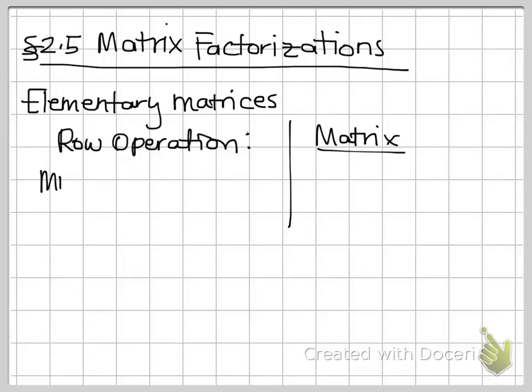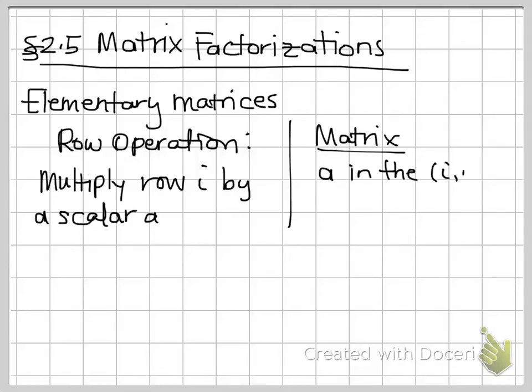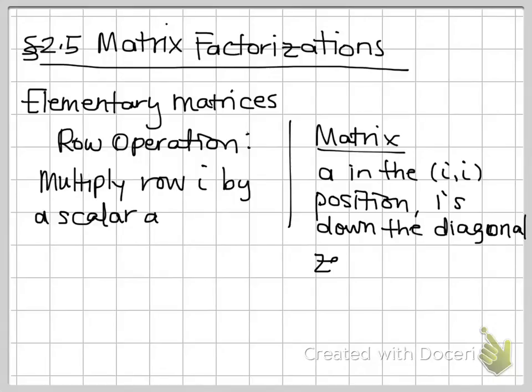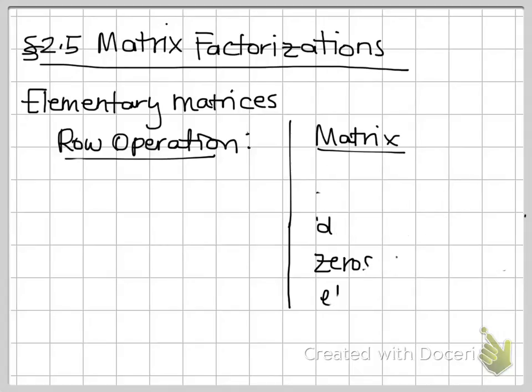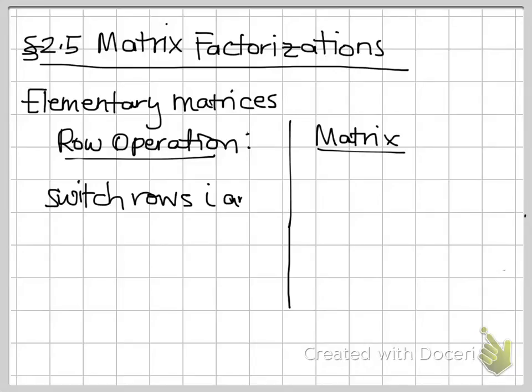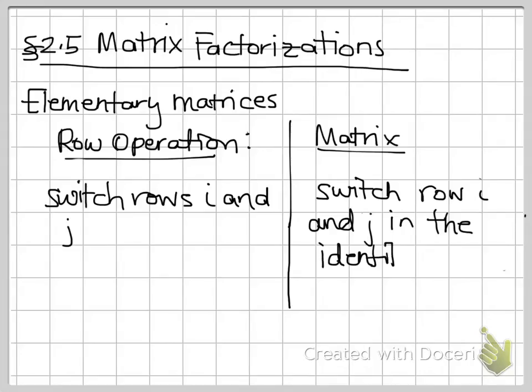So let's think about row operations in the matrix. We could multiply row i by a scalar a, and the matrix has a in the ii position and ones down the diagonal, zeros everywhere else. That matrix is going to multiply row i by a. What other row operations do we have? We could switch row i and j. To accomplish that, we switch row i and j in the identity matrix, and if we multiply that matrix by our matrix A, that'll switch rows i and j in our matrix A.